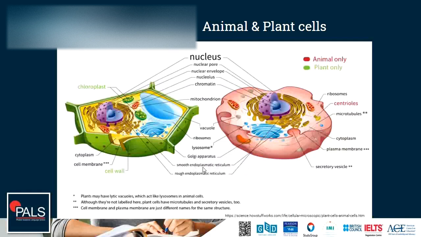Then we have smooth endoplasmic reticulum and the rough endoplasmic reticulum. Rough endoplasmic reticulum is usually found very close to the nucleus, and it contains many ribosomes, so it's important in the making of proteins and in the packaging and modifying of proteins.